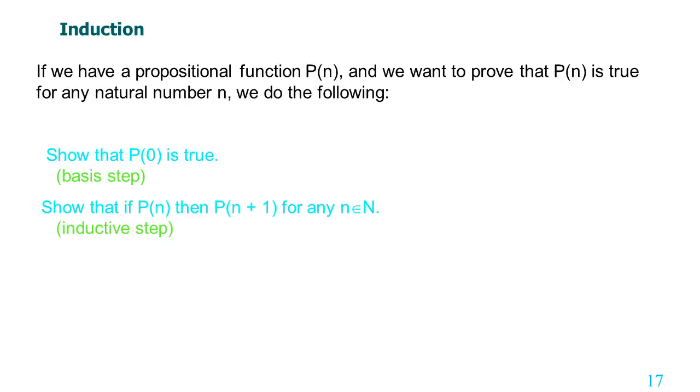Then show that if P(n) is true, then P(n+1) is true for any value of n that belongs to the natural numbers. This is known as the inductive step. Then P(n) must be true for any value of n. This is the conclusion. These are the three steps used in mathematical induction for proving theorems or any type of formulas.